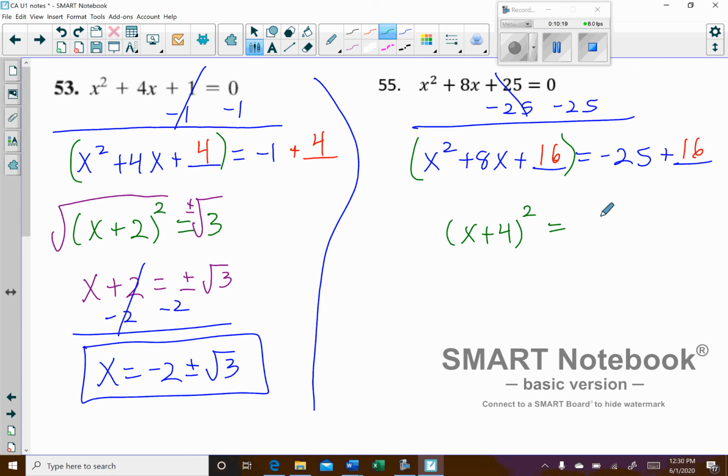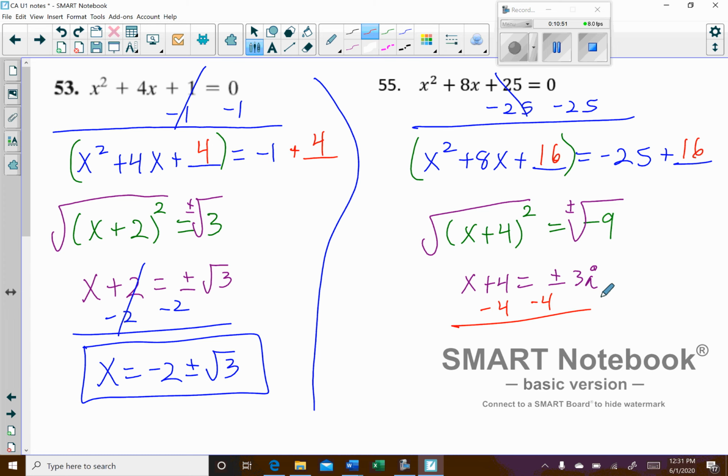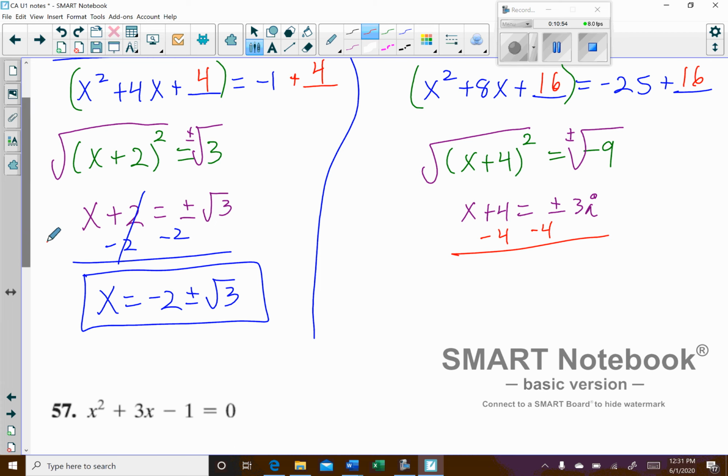Now the right side, this will be interesting. It's going to be a negative 9. Now that won't give us too much trouble though, but we are going to get those complex solutions, and what I mean is we'll have the imaginary values with it, the i. So this will be x plus 4 equals plus or minus, and then this is going to turn into a 3i, because of the negative with the 9. And then we'll go ahead and subtract 4 from both sides, and that will be it. So x equals negative 4 plus or minus 3i.